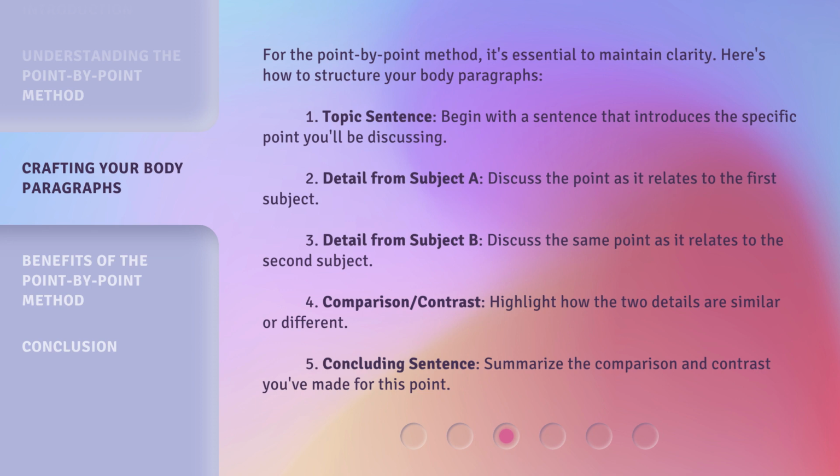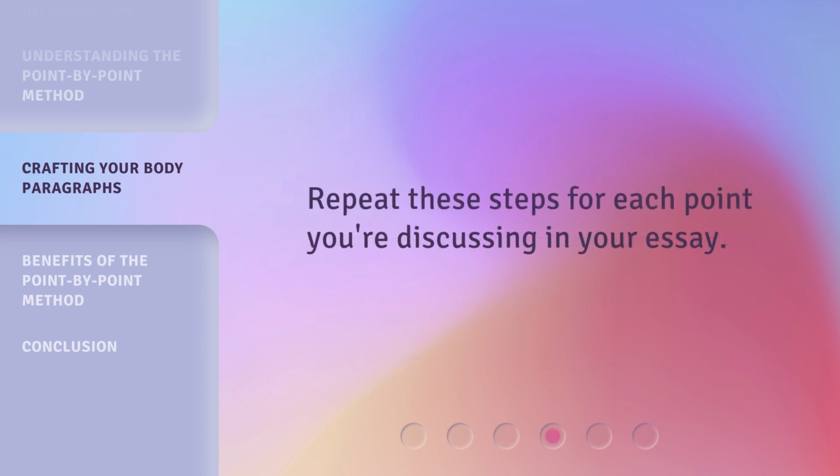3. Detail from subject B. Discuss the same point as it relates to the second subject. 4. Comparison, contrast. Highlight how the two details are similar or different. 5. Concluding sentence. Summarize the comparison and contrast you've made for this point. Repeat these steps for each point you're discussing in your essay.